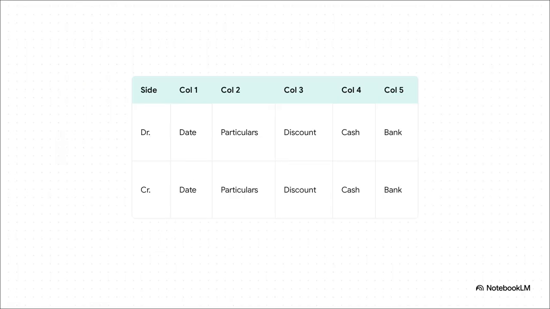And here it is, the whole shebang. Now you've got three money columns on each side: discount, cash, and bank. This one document tracks every single dollar, whether it's cash in your hand, a check you've written, or a direct bank transfer. Everything is right here, all in one place.